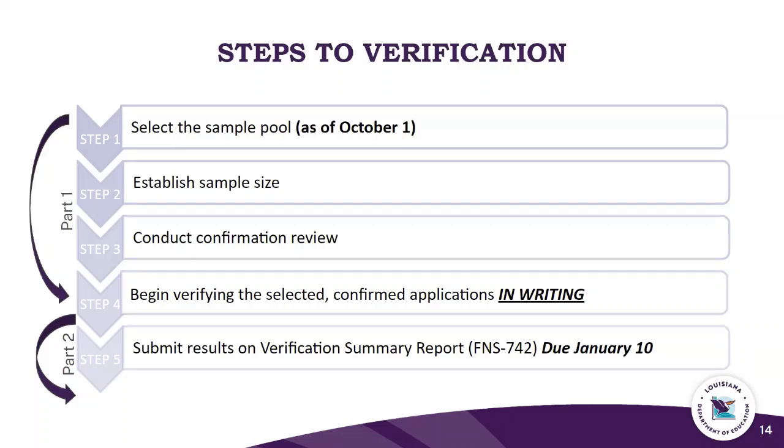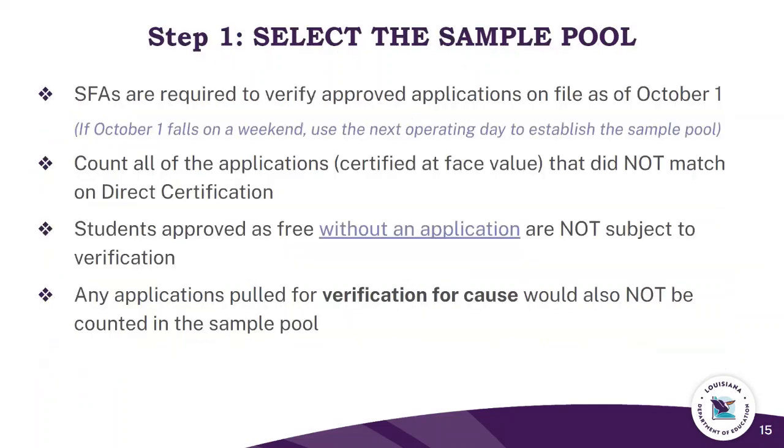Third, the pre-verifying official will conduct a confirmation review of all applications selected for verification. Next, you'll begin verifying the selected applications in writing. And lastly, you'll submit your results on the verification summary form. Typically opens mid-November and is due on or before January 10th of every year. So we can discuss these steps in more detail.